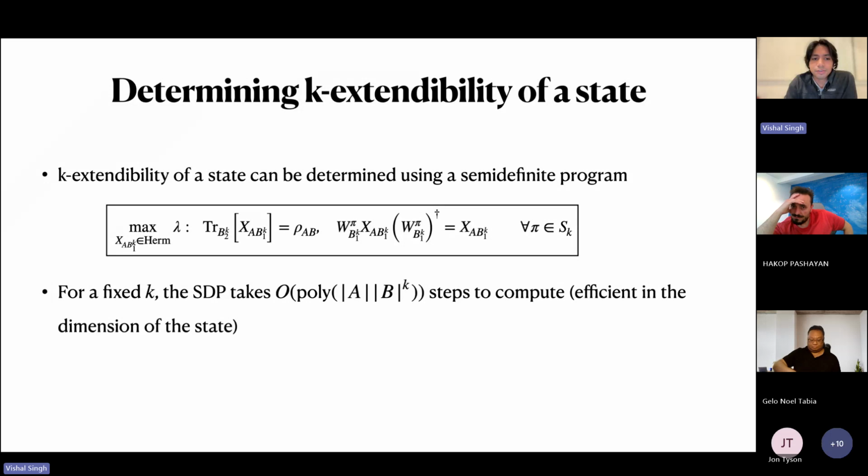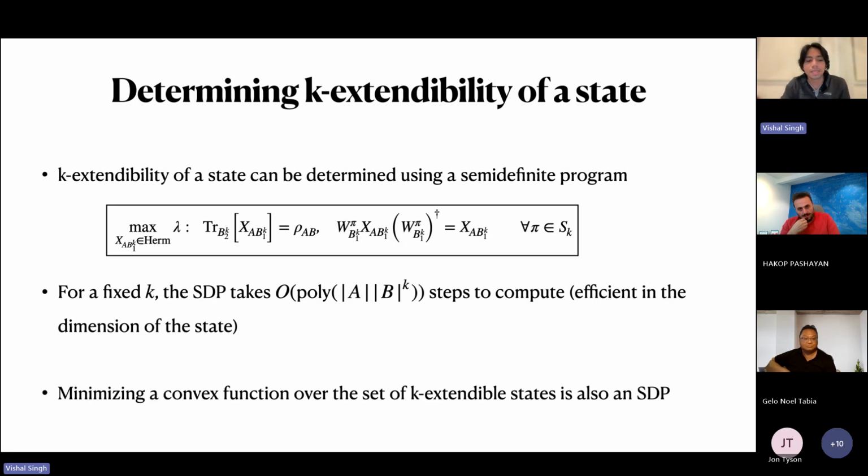And so this SDP basically achieves that. If you fix k, you can show that the SDP takes a number of steps polynomial in the dimension of the extended operator X, which is the dimension of A multiplied by the dimension of B raised to the power k. So you need these many steps to compute this SDP, and so you can say that it is efficiently computable in the dimension of the state. And this is how we are finding a way around this NP-hard problem, because now this is something that you can compute in a polynomial number of steps.